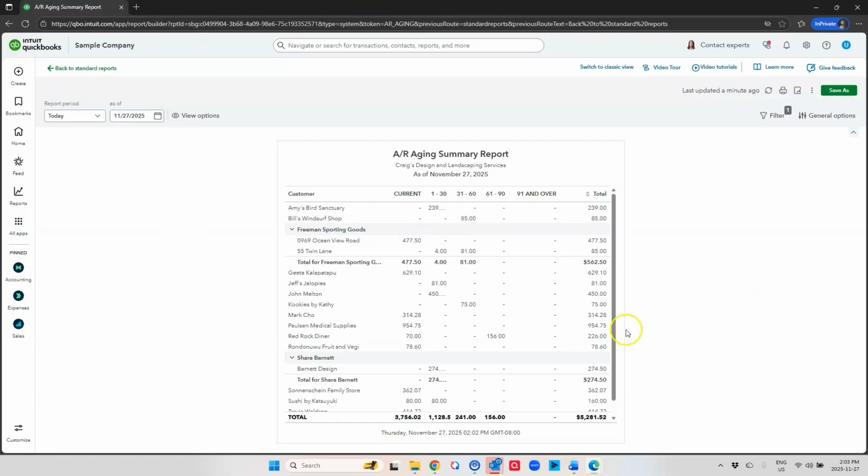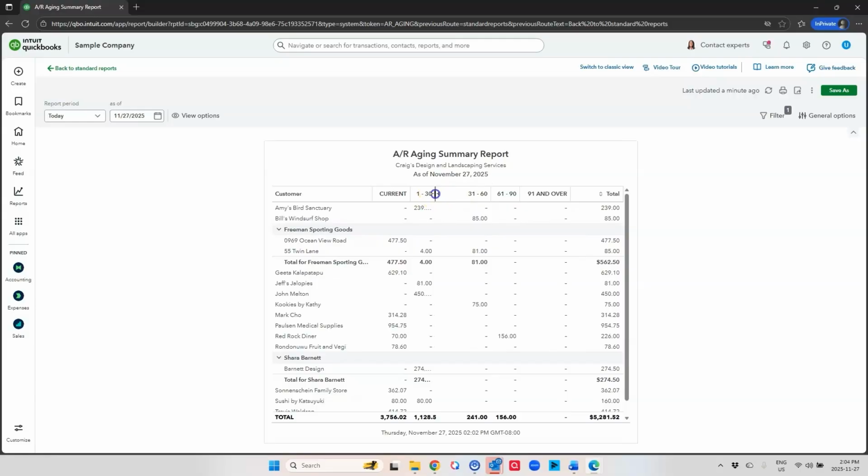The first thing I want to see is, is there anything that's old? Because once something is getting old, you're less likely to be able to collect it, and that needs to be a priority for following up for cash flow. We only have one amount in the 61 to 90, not a lot in 31 to 60. So actually, let me just broaden this a little bit.